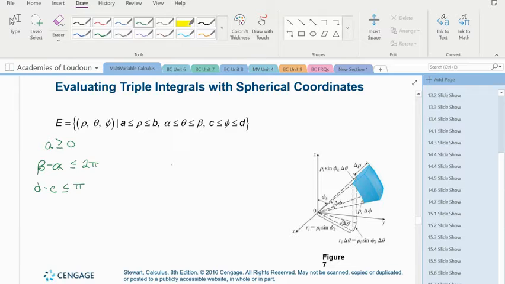Although we've defined triple integrals by dividing solids into small boxes, it can be shown that dividing a solid into small spherical wedges will always give the same result. So if we divide E into smaller spherical wedges by means of equally spaced spheres rho equals rho sub i, half planes, and half cones, we arrive at Figure 7, where we can approximate our small spherical wedge as a rectangular box with dimensions given by delta rho.